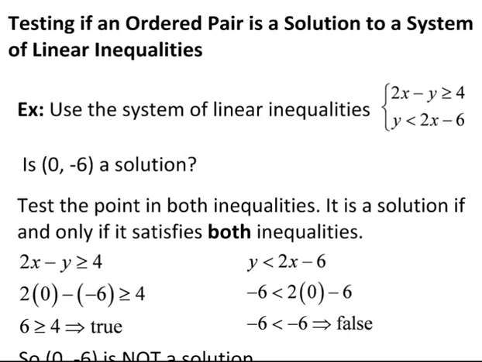First thing we were going to do is check to see if an ordered pair or a point is a solution to a system of linear inequalities. If you remember doing this with systems of equations, you took the point, you plug it into the system, and you check to see if it works. Well, you're going to do the same thing here. So if I'm trying to figure out if the point (0, -6) is a solution to this system of inequalities, I'm going to plug the point in. I have to plug the point into the top one, check to see if it works. I have to plug the point into the bottom one, check to see if it works there.